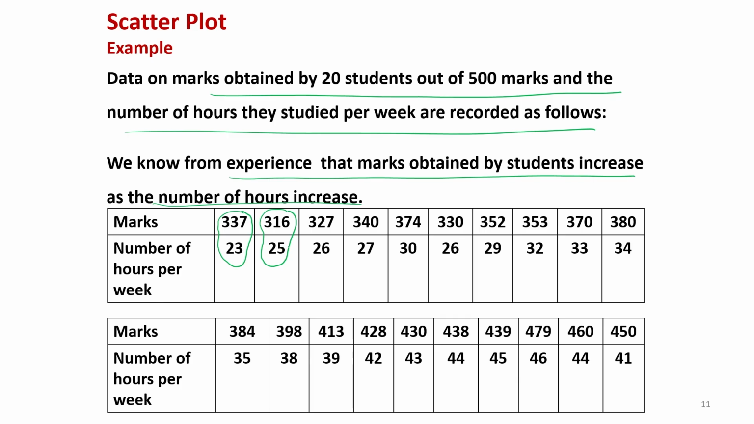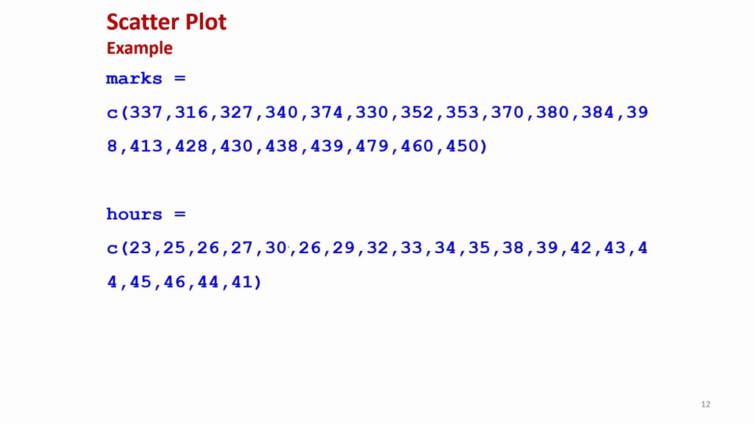I will repeat once again that the marks of a student depend on many other factors also, such as how much time they have spent in the library, how many hours they have played, and so on. But my objective here is very simple. I want to show you, if there is a relationship, how we can diagnose it on the basis of graphical tools. So I try to combine all this data into two data vectors.